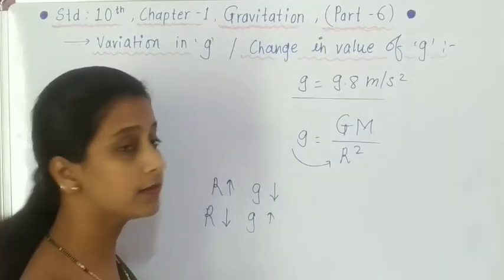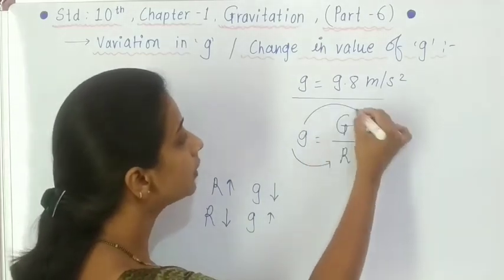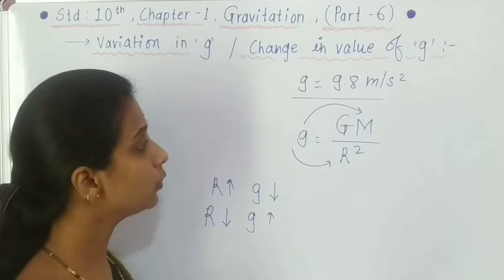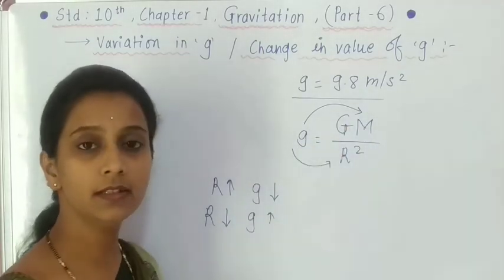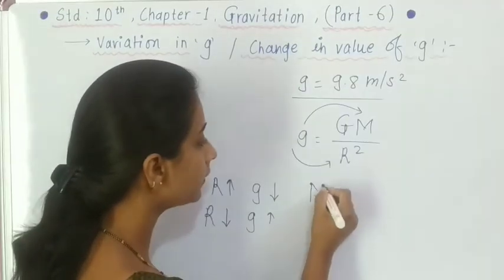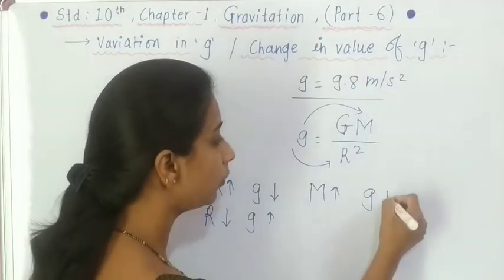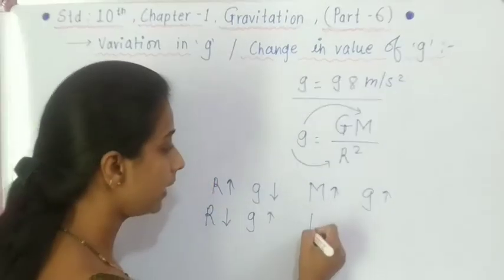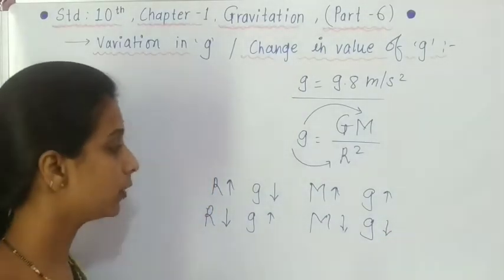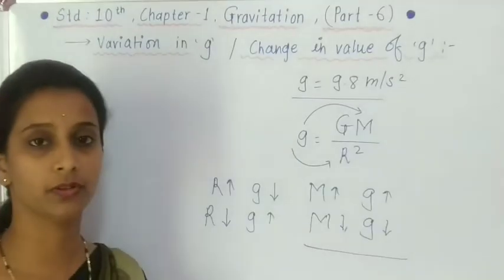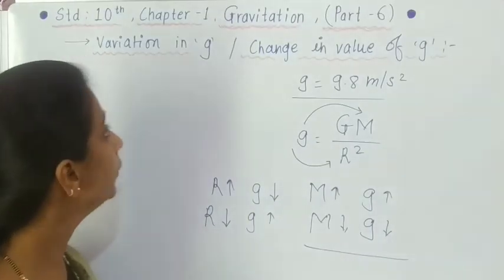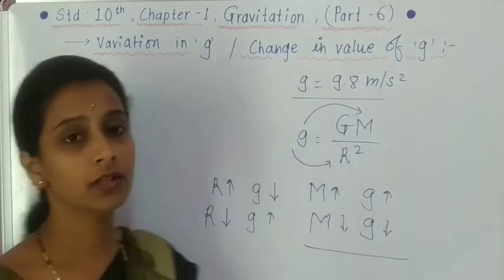Now students, again see the formula. What is the relation between g and M, that is acceleration and mass? These two things are in direct proportion. So as mass increases, the value of g also increases. If mass decreases, then g also decreases, because these are in direct proportion. Students, remember these things very carefully. It will help you to understand the variation in g.